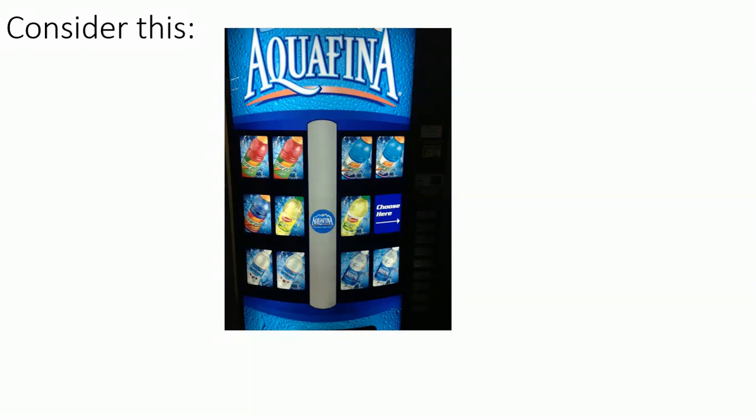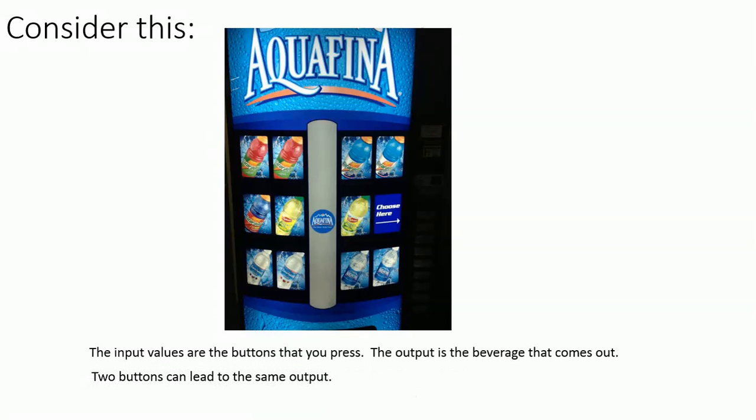Now, consider this. I have this pop machine right here, and I know that input values are the buttons that I'm pressing. If I press a button for a bottle of water, the output is going to be the bottle of water that comes out. Two buttons can lead to the same output. Notice how I have two bottles of water here. If I push either one of those buttons, I should get a bottle of water, right? I won't get a green tea or something. I should just get water.